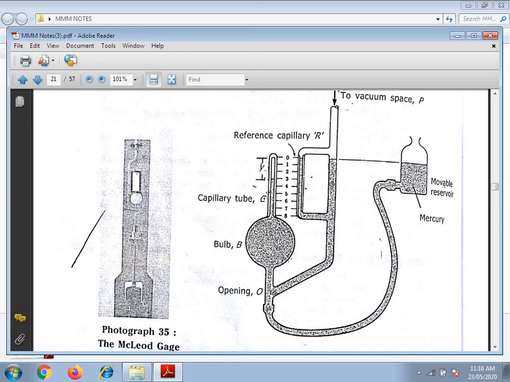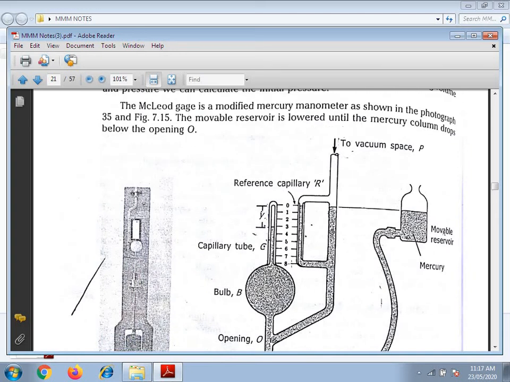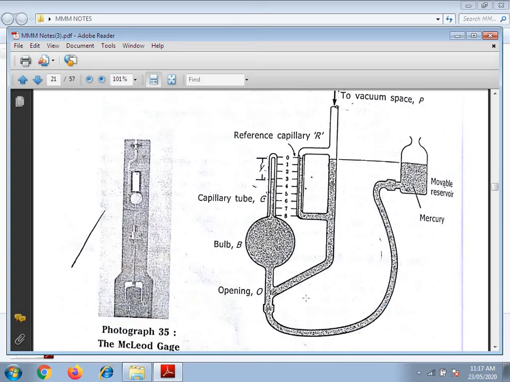Just by this we can say the McLeod gauge is a modified mercury manometer, as shown. The movable reservoir is lowered until the mercury column drops below O.